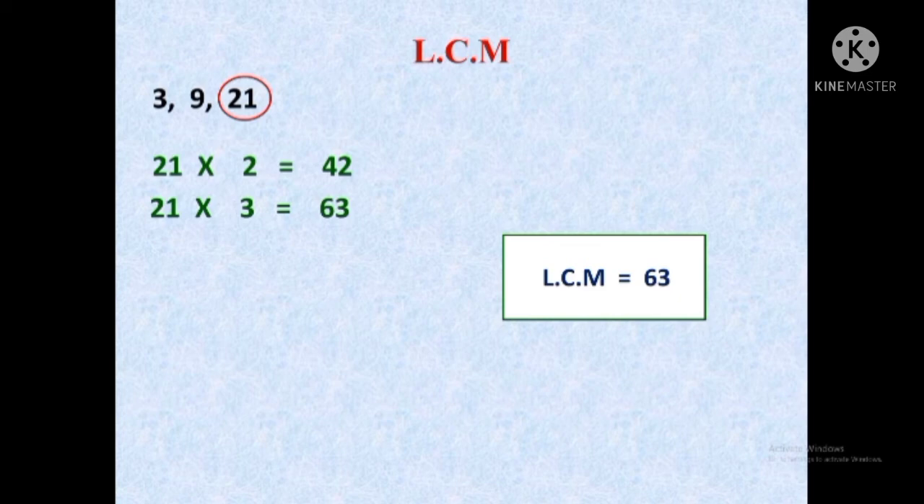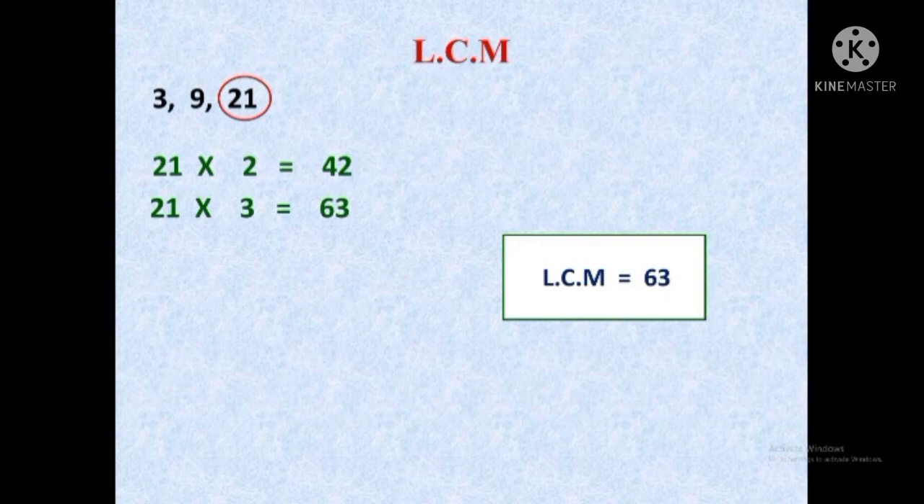I think the concept is very clear to you. The concept is that if the biggest number is not divided by other numbers, we are going to multiply the biggest number with 2 and we are going to check it again. If it is not divided again, we are going to multiply the biggest number again with 3 and so on.